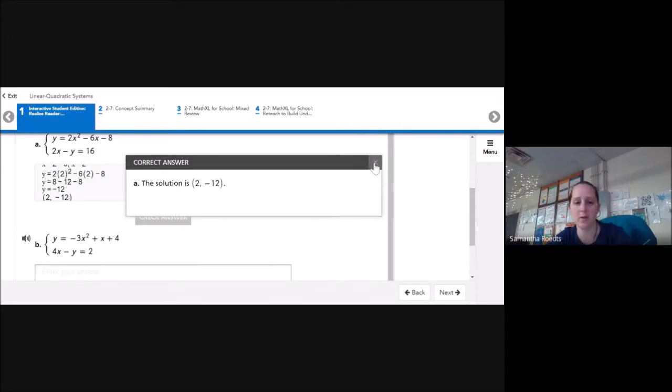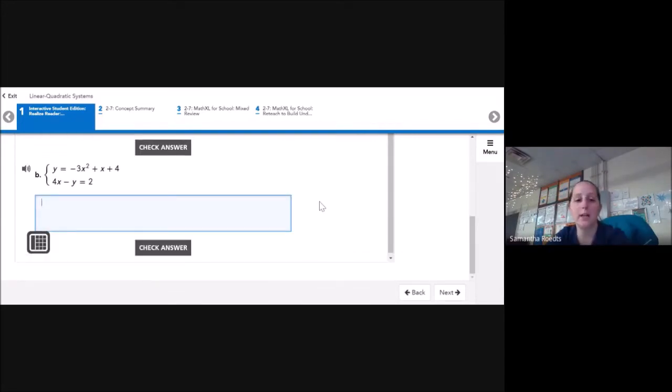Okay, so it's one solution. All right, letter B, y equals negative 3x squared plus x plus 4 and 4x minus y equals 2. So I'm going to go ahead and substitute in my value for y. When I simplify this, I get 4x plus 3x squared minus x minus 4, minus 2 equals 0.